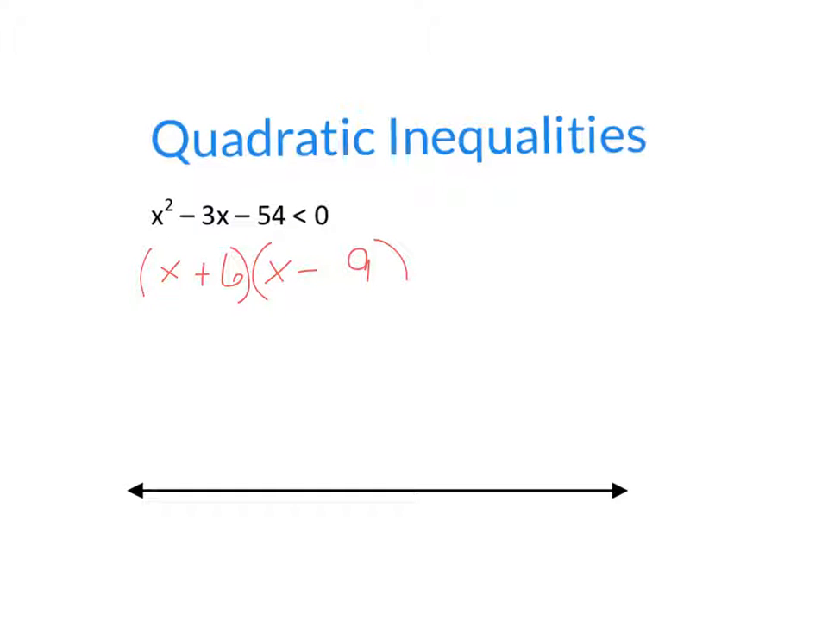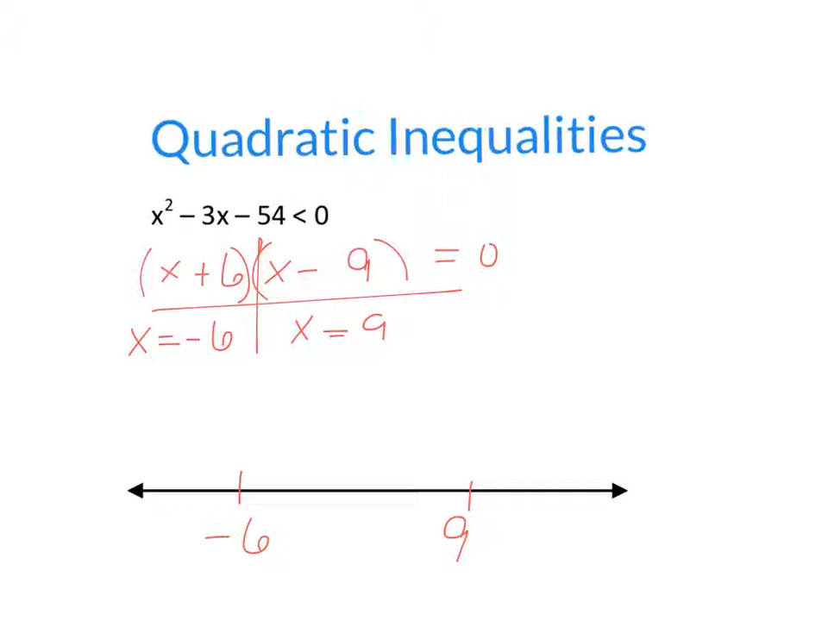We want a negative 3, so that's why I put the symbols where they were. So negative 9, positive 6 gets you a negative 3. You'll end up getting x equals negative 6 and x equals 9 after you set both equal to 0. And that's what goes on your number line.